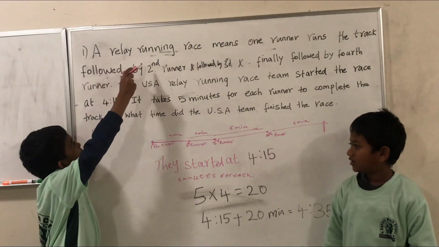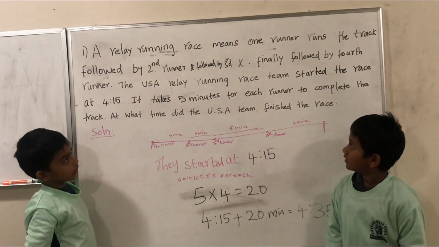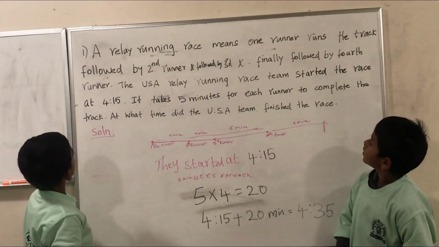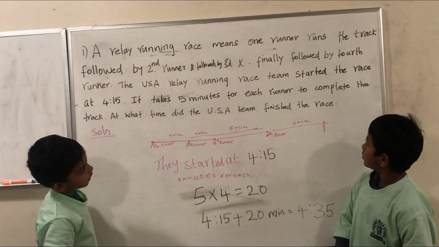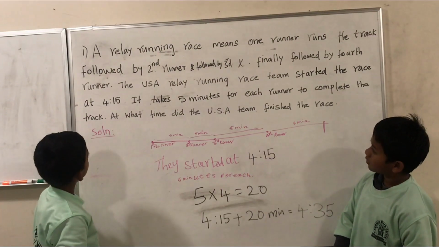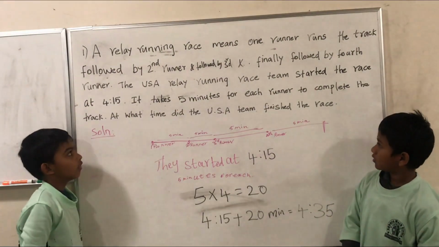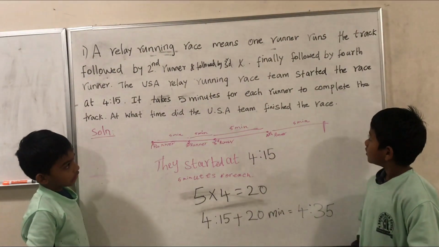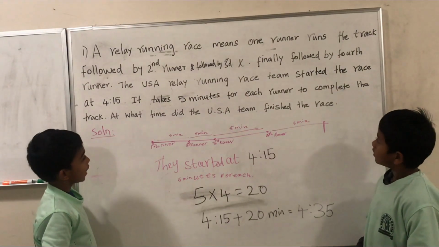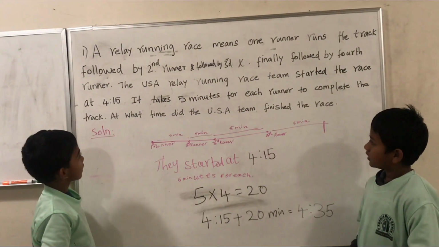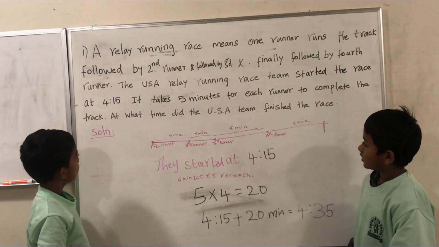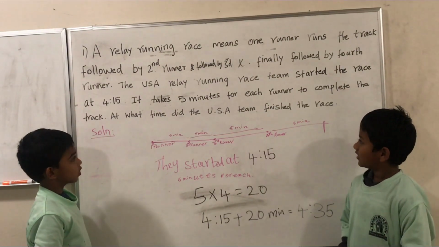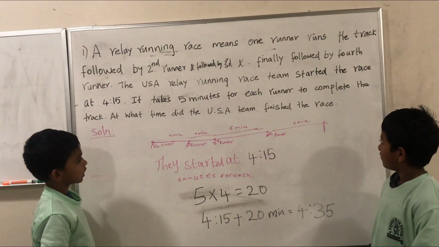A relay running race means one runner runs, followed by the second runner, followed by the third runner, and finally followed by the fourth runner. The USA relay running race team started the race at 4:15. It takes 5 minutes for each runner to complete the track. At what time did the USA team finish the race?